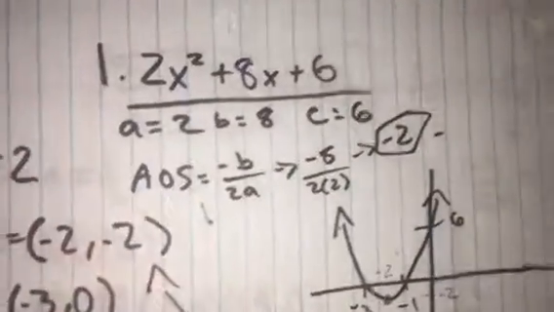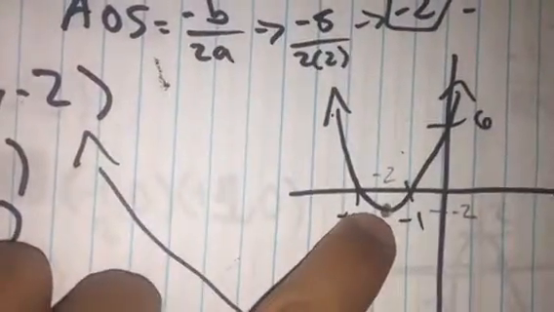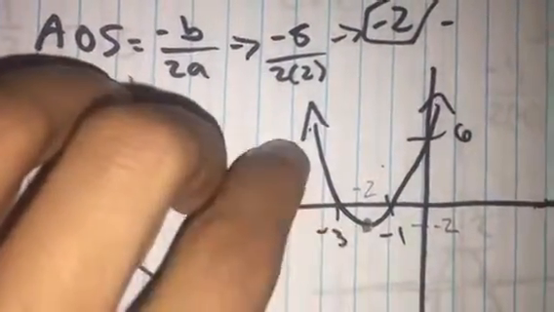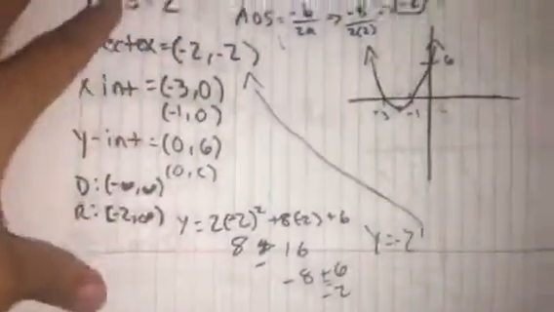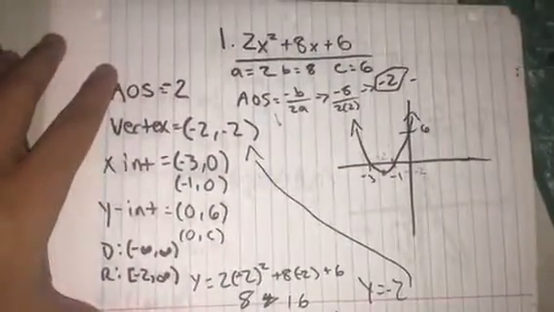So from there, we have our vertex right here at negative 2, negative 2. Make sure it crosses our x-intercepts and goes through 6. And so there's your first problem.